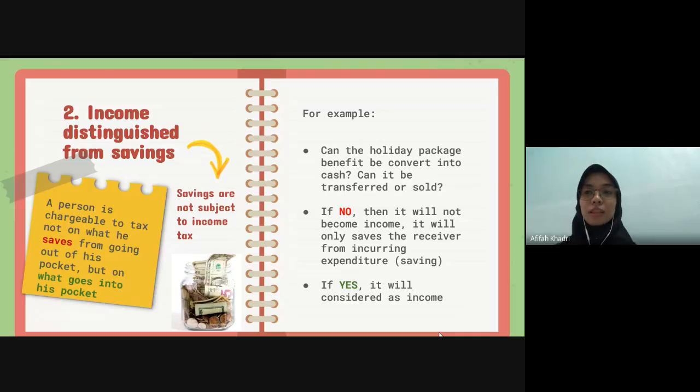But if yes, if it is convertible to money, which means the contractor can sell the holiday package benefit to others and they gain income, the money will go into their pocket, right? Which means the contractor gains income from that holiday package, so it will be considered as income received. Okay, the next.